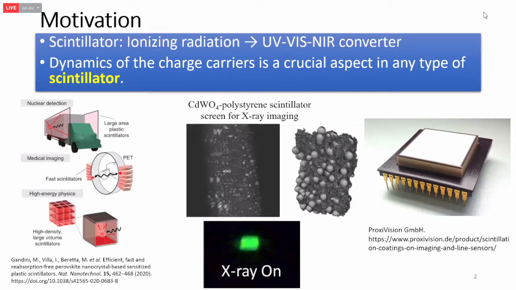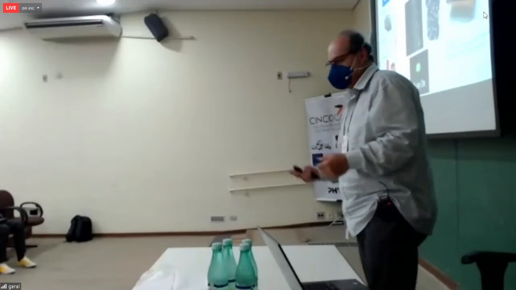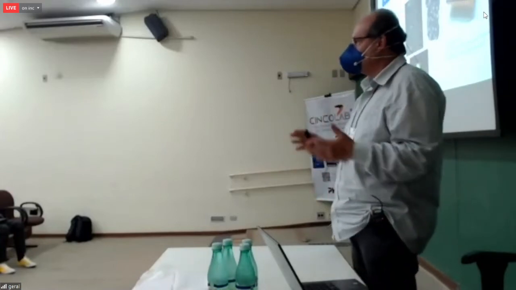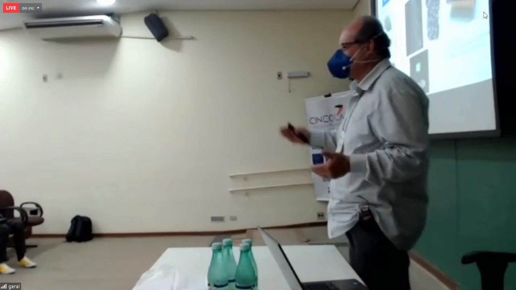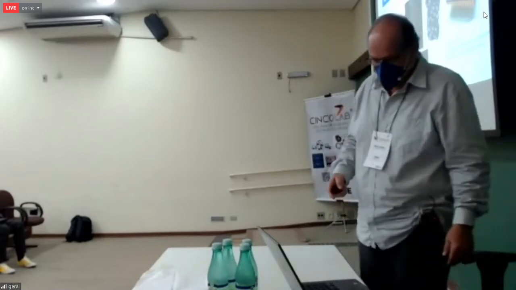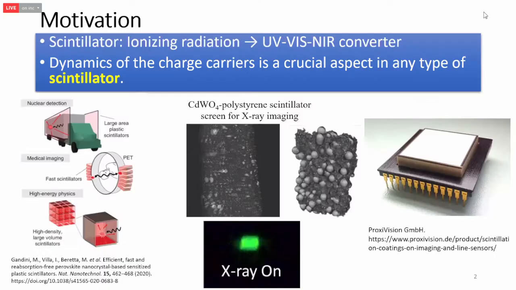So scintillators have a very diverse application range, and this means that you also need materials that can cover different aspects, different types of radiation, and also different time scales. And that's a key issue, and it's why we still have jobs, because you need to develop new, better scintillators, and so on and so forth. So here you can see an example of a scintillator with the X-ray on and the light shining, and that's the important thing.